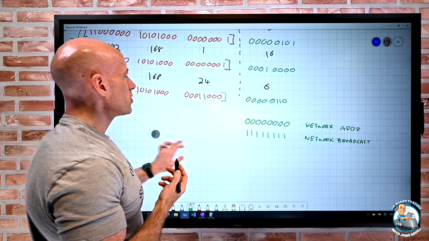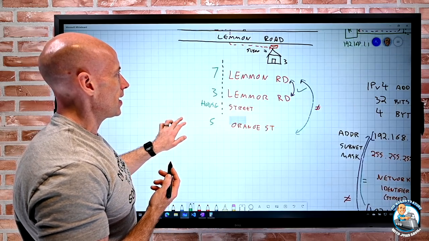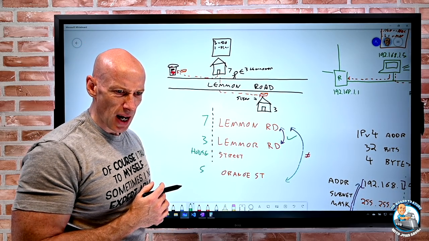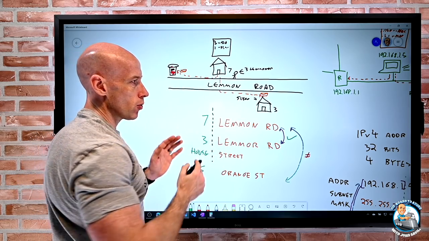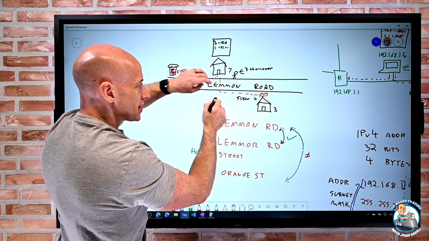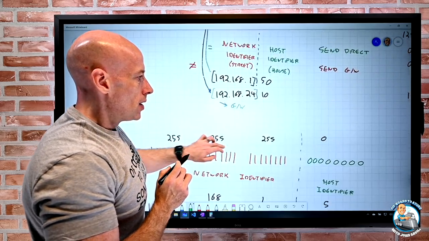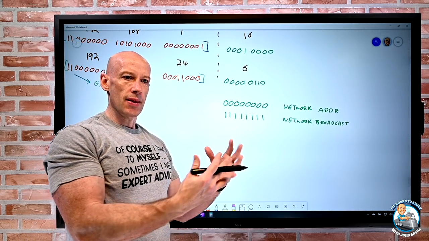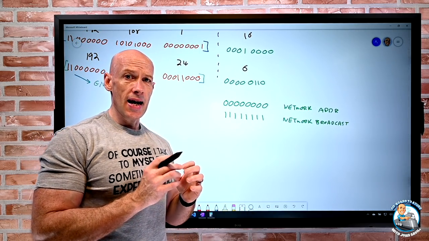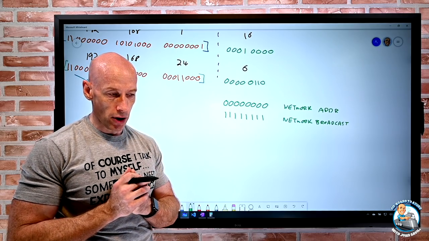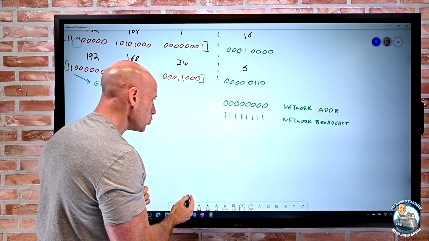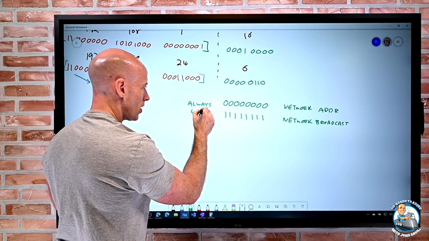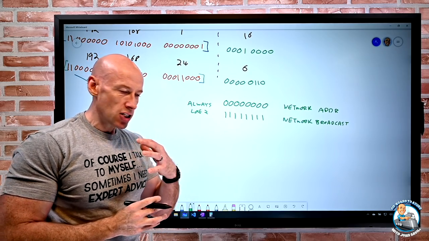So the network address of all zeros, you could think of it a bit like, if this was the street, 0 Lemon Road is just the street name. And then all ones would be all Lemon Road. So if I sent it to all Lemon Road, it will actually get sent to every house on the street. That's what these are doing. Network address is identifying the network. Network broadcast, if I send to that, it sends to everything on that network. So we always lose 2 with IP. Now, I'm going to talk about something Azure specific.